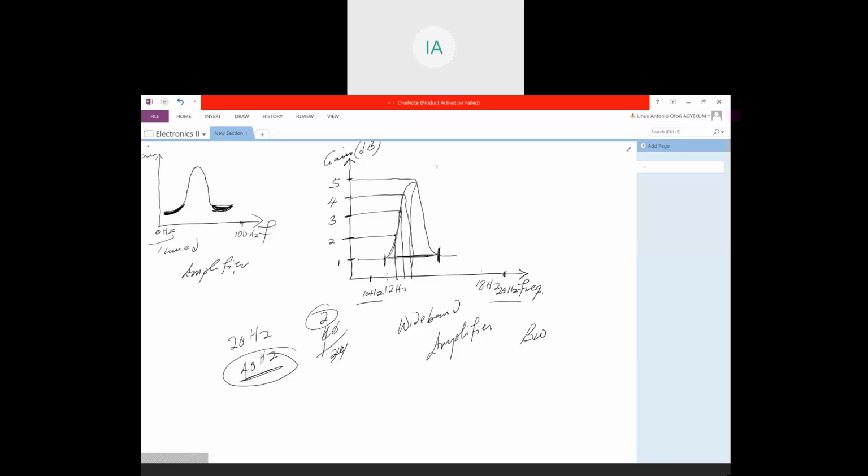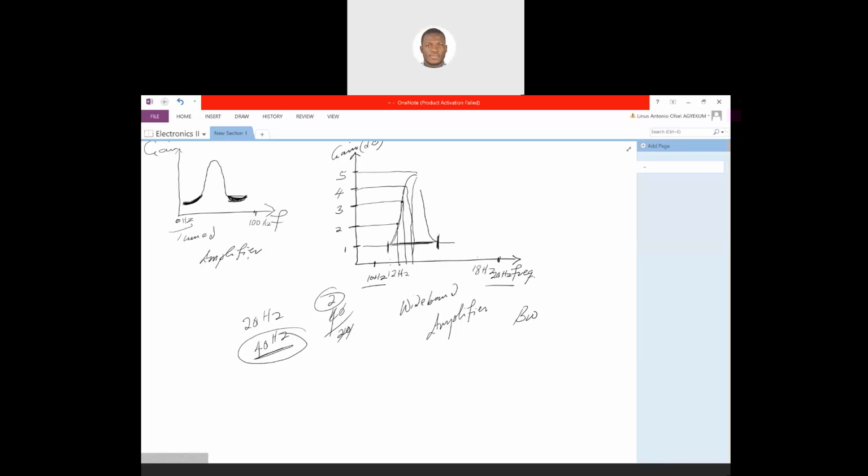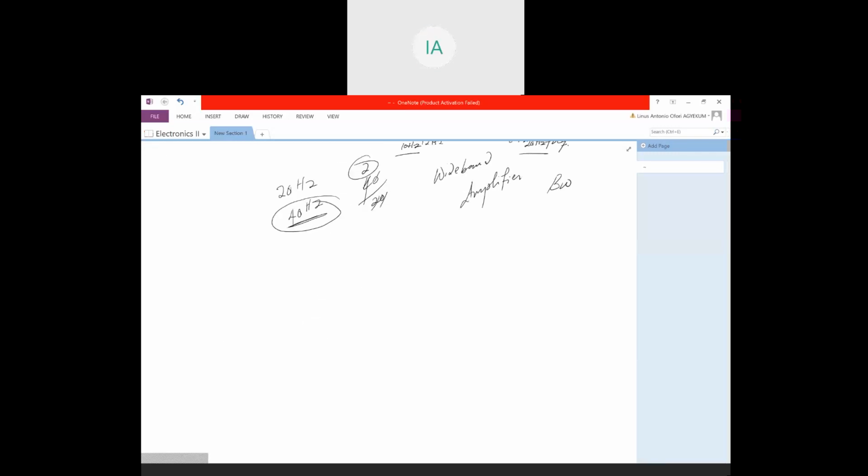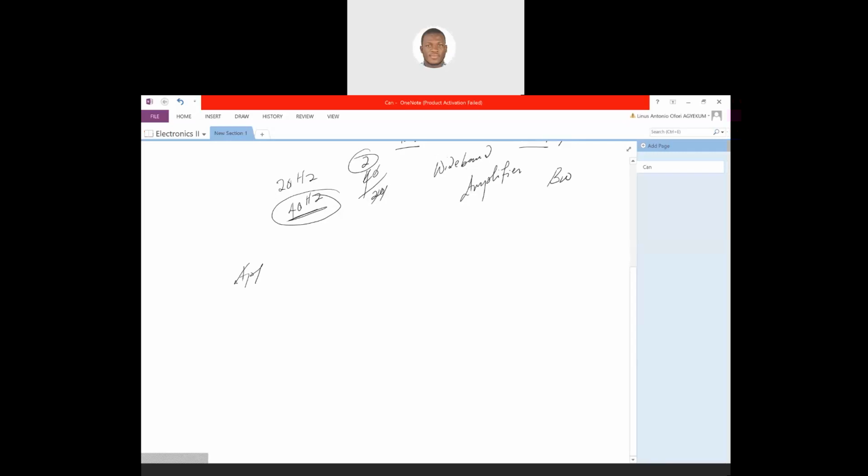And then the next question also states: state two applications of tuned amplifiers. Number one, they are used in what? So the resonance application, just a second.